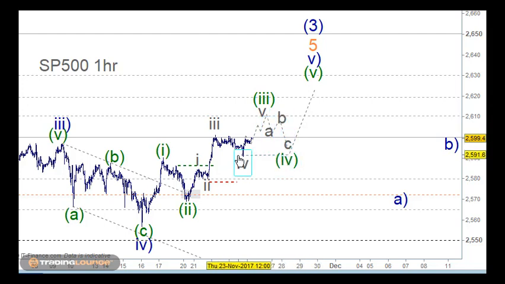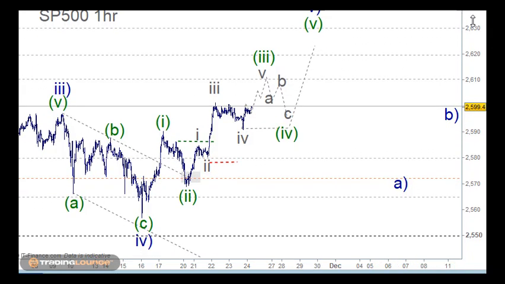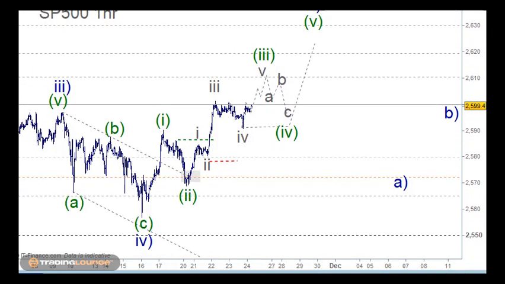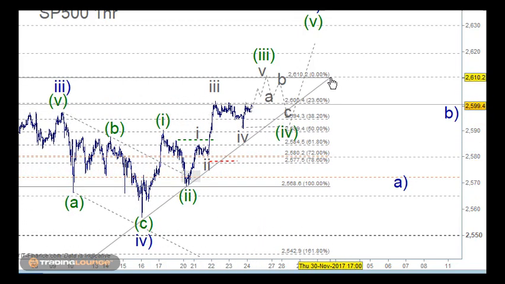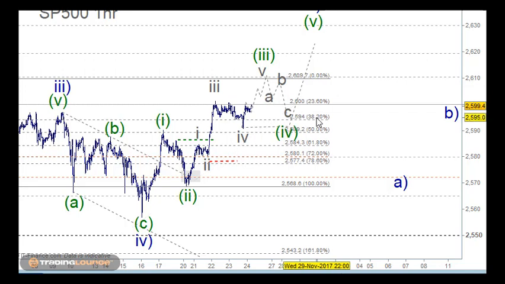The correction here can pull back to the wave 4 of one lesser degree, or another way to look at that would be to look at the 38.2% retracement level or thereabouts. So once you've got your high in here, then you can look at your 38.2%.